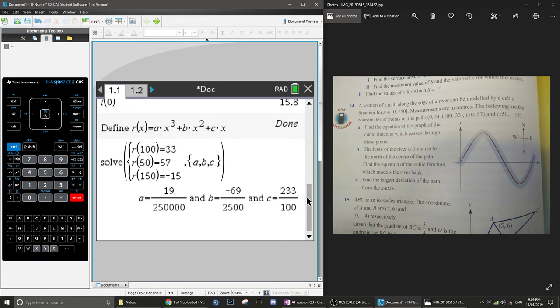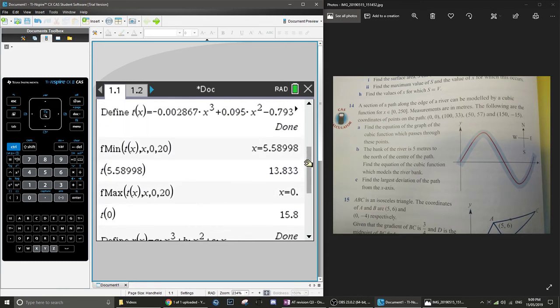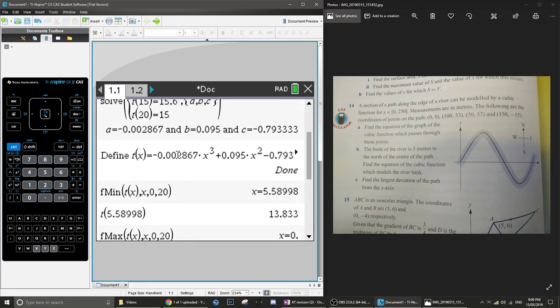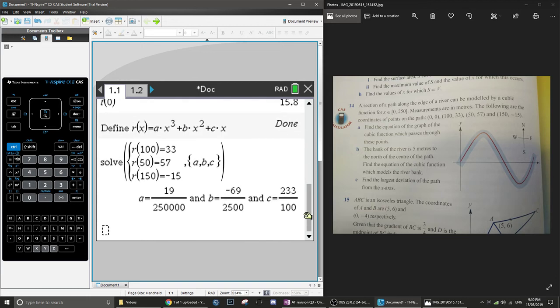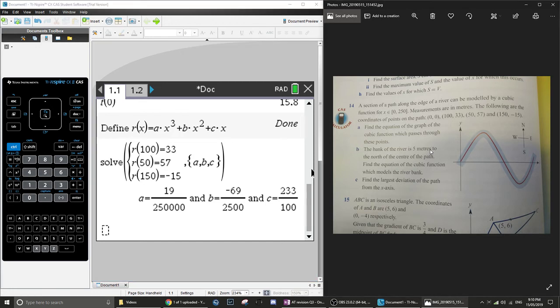Like before, I'd highly recommend redefining it using the actual numbers, but just for the sake of this video, I'm not going to do it this time. Okay. So that's our equation, which passes through those points. Now, that's the path. Part B, it says the bank of the river is 5 meters to the north of the center of the path. Find the equation of the cubic function which models this.